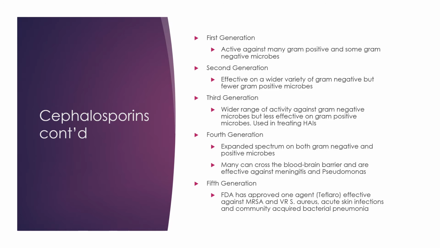The fourth generation is an expanded spectrum on both gram-negative and gram-positive microbes, and many can cross the blood-brain barrier, so that makes these effective against meningitis and Pseudomonas. And then we have the fifth generation. The FDA has only approved one agent, and that's Teflaro, effective against MRSA and VRE Staph aureus, acute skin infections, and community-acquired bacterial pneumonia. That is what we are using this agent for.